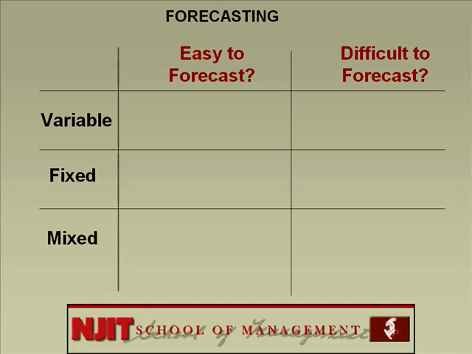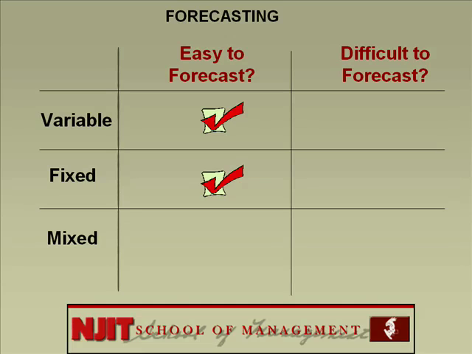Okay, if a cost is variable, the answer is it's easy to forecast. Why? For example, let's say you know something costs $10 per unit. Then the cost of making 1 unit is $10, 2 units is $20, 3 units is $30, and so on. So it's easy to forecast. How about if you know that a cost is fixed? Easy to forecast because a fixed cost, like rent by definition, doesn't change.